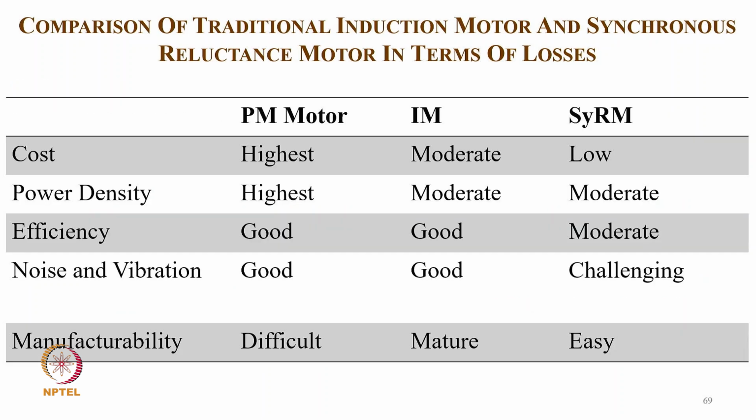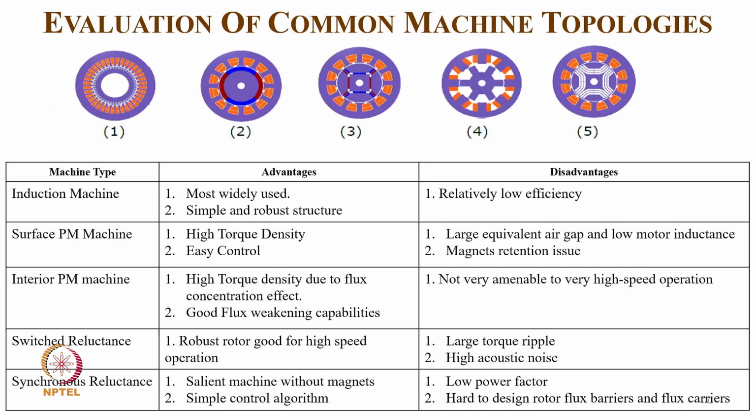So this is a comparison. Typically the cost is highest for PMSM, moderate for induction motor, but low for synchronous reluctance motor, because you don't have any copper or aluminum on the rotor here. Power density is high for PMSM, and comparable to induction motor for the others. Efficiency is also moderate, and noise and vibration are of course a challenge, but it has improved now, and manufacturing is of course easy here. And these are the typical advantages and disadvantages of induction, surface PM, interior permanent magnet and synchronous reluctance motors.